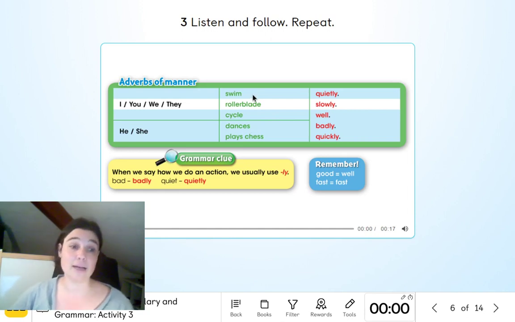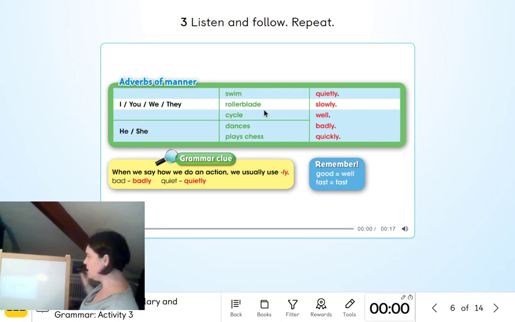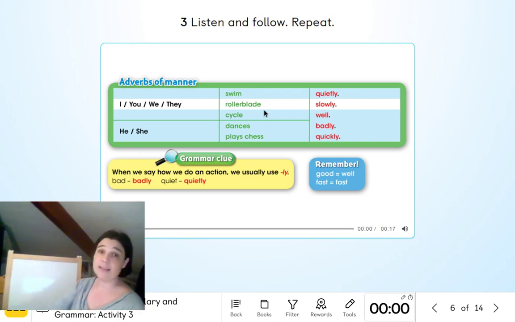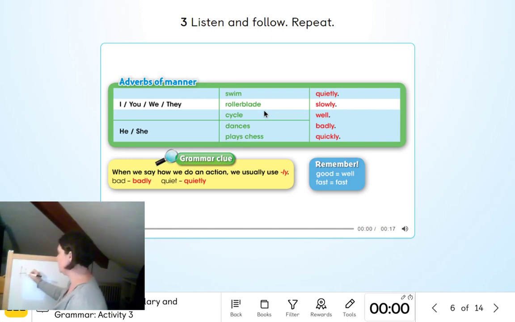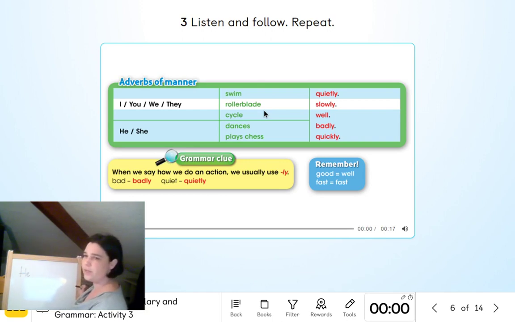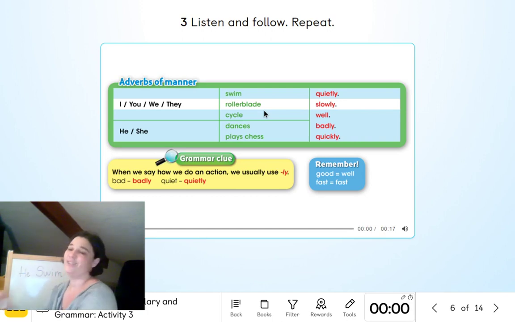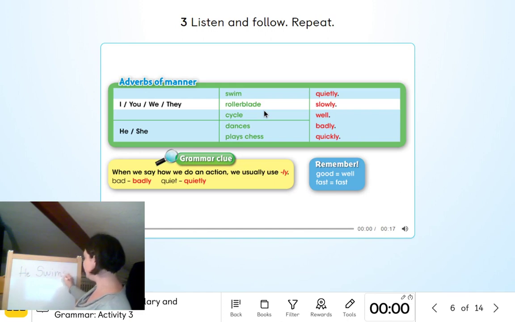if we wanted to make a sentence with swim, for example, with he and she, let's go to the board on the back. If we wanted to make a sentence with he or she, it would be as simple as this. Okay, he. Can you see that properly? I hope so. Swim. And now, what do we have to do, guys? That's right, we have to add the S at the end, so that would become he swims.